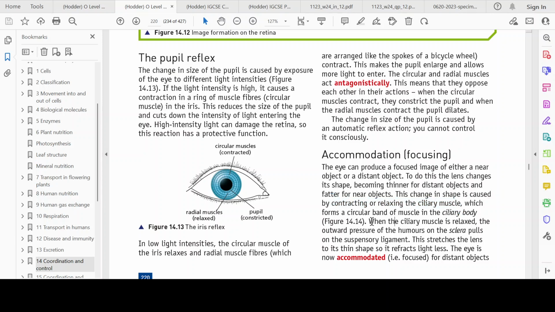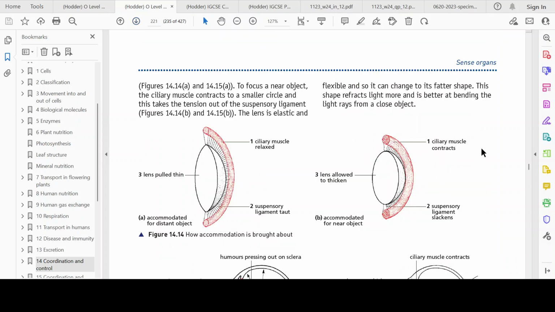right? So when the ciliary muscle is relaxed, and there's something about humors, we don't need to know that. What that does is that when the ciliary muscles are relaxed, the lens is stretched to become thin. It refracts light less, and this is the accommodation for distant objects. So light coming in from distant. So there's an illustration to make this simpler, right?